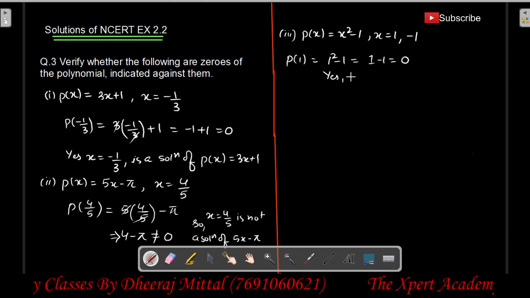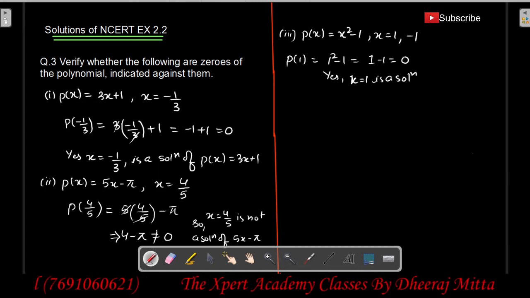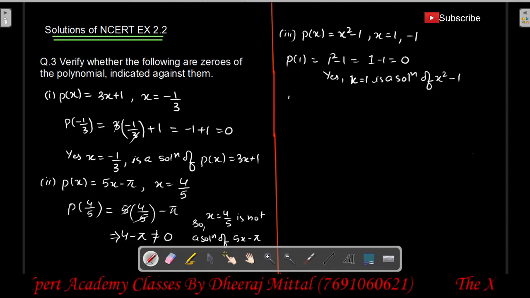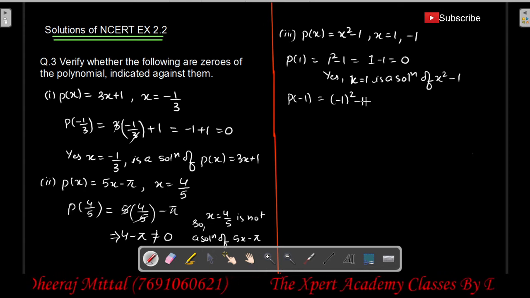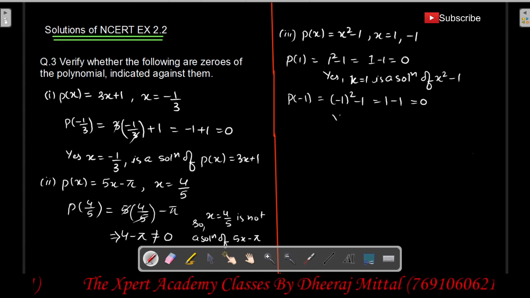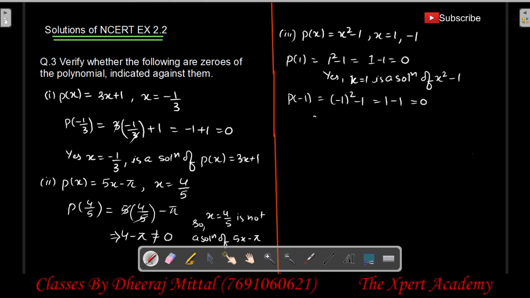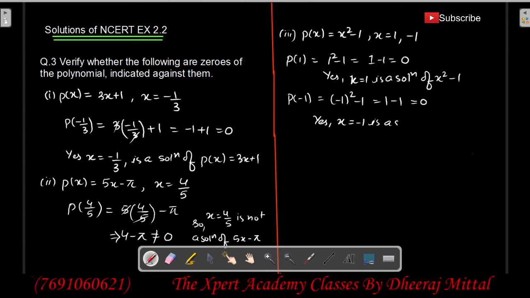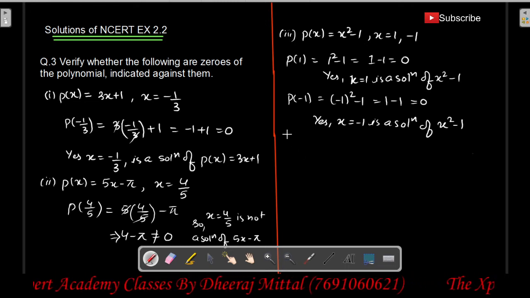So yes, x is equal to 1 is a solution of x square minus 1. Now we will put minus 1. So it is minus 1 square minus 1 is equal to 1 minus 1. It is also equal to 0. So yes, we will write yes, x is equal to minus 1 is also a solution of x square minus 1.